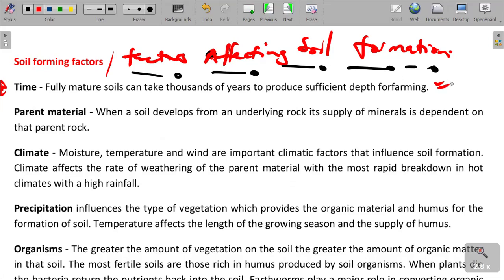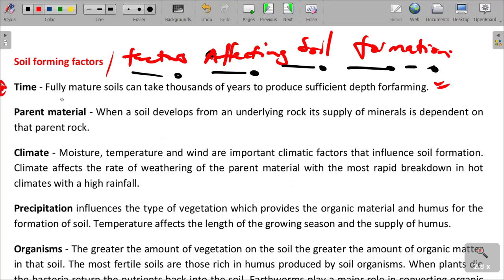So for us to have soil for farming, it takes millions of years, because we are talking about decomposition and the weathering process. There are processes that take so long to occur. So we have the time factor affecting soil formation. We cannot have soil forming over a very short space of time; it happens over a long period of time.